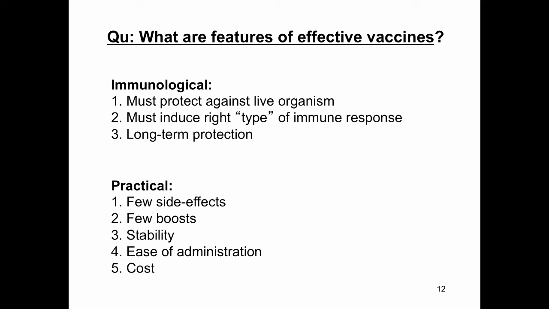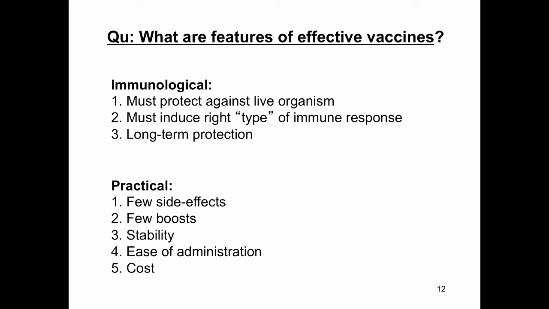But here what I want to do is just focus a little bit on the features of an effective vaccine, what makes a vaccine effective. From an immunological point of view, obviously it has to work. It has to protect against a live organism. And the way it does that is by inducing an effective immune response, or the right type of immune response that is effective against a certain class of microorganism. The other thing that's really important is that it should induce long-term protection, meaning that once you get vaccinated, you don't need a lot of repetitive vaccines in order to be protected from the microorganism.